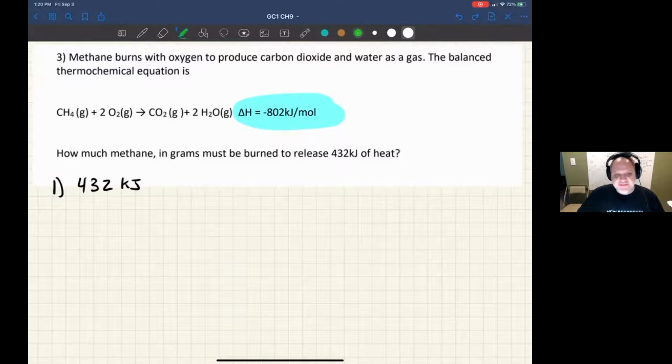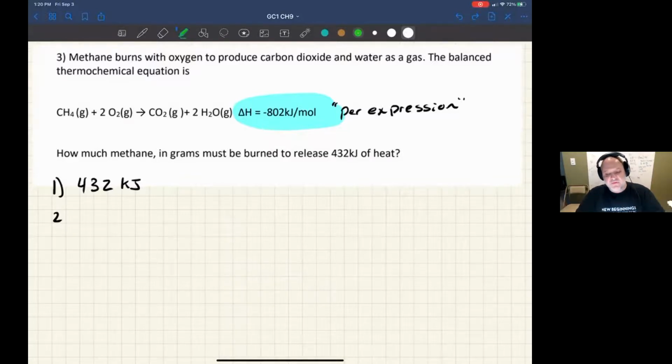Okay, I could say that I'm given this 802 kilojoules per mole released as well, but it's part of the chemical equation and it's also a per expression. So I'm actually just going to leave it out of my planning altogether. Now, when I say I'm going to leave it out of my planning, I'm not going to write it down as something that I'm given. I'm just going to leave it with the chemical equation.